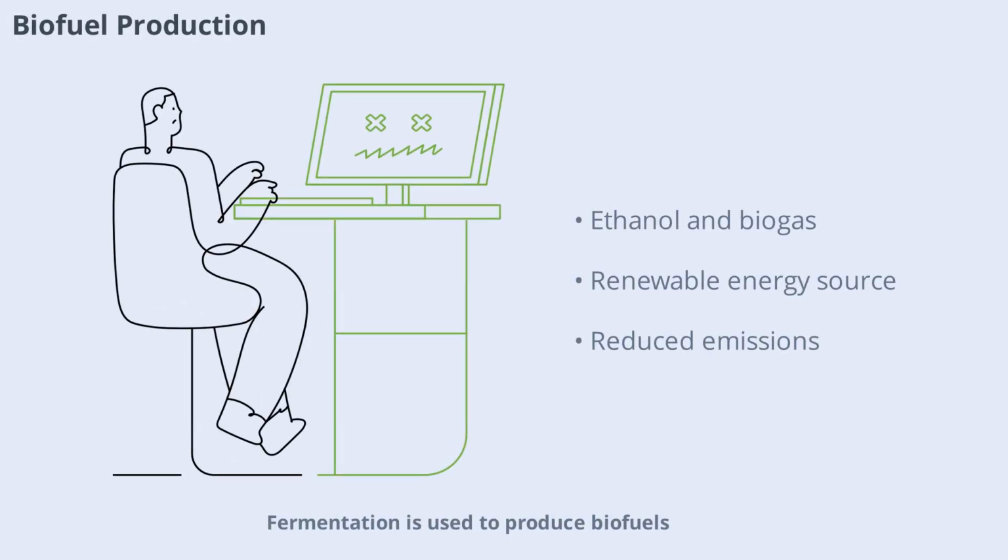Fermentation is used to produce biofuels like ethanol and biogas from renewable resources. Microorganisms break down plant materials, converting them into fuels that can power vehicles and generate electricity. Biofuel production through fermentation offers a sustainable alternative to fossil fuels and helps reduce greenhouse gas emissions.